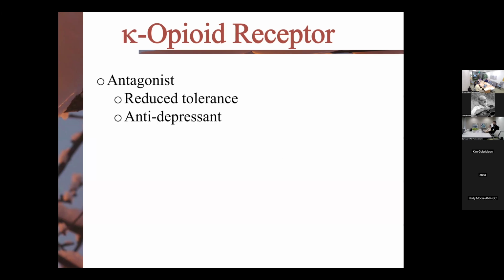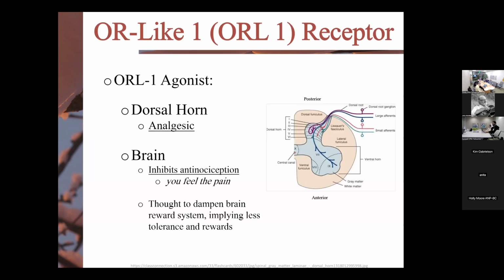When we look at the kappa receptor, it's an antagonist. What we think that does is it reduces tolerance and works as an antidepressant. This receptor is not talked about much, but I think is very important when it comes to buprenorphine and what it actually does. So this is the OR-like, meaning opiate receptor-like receptor.